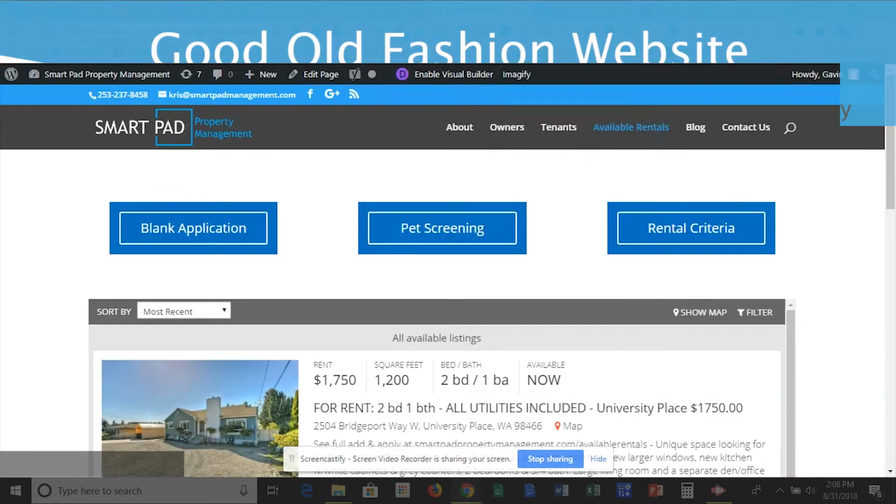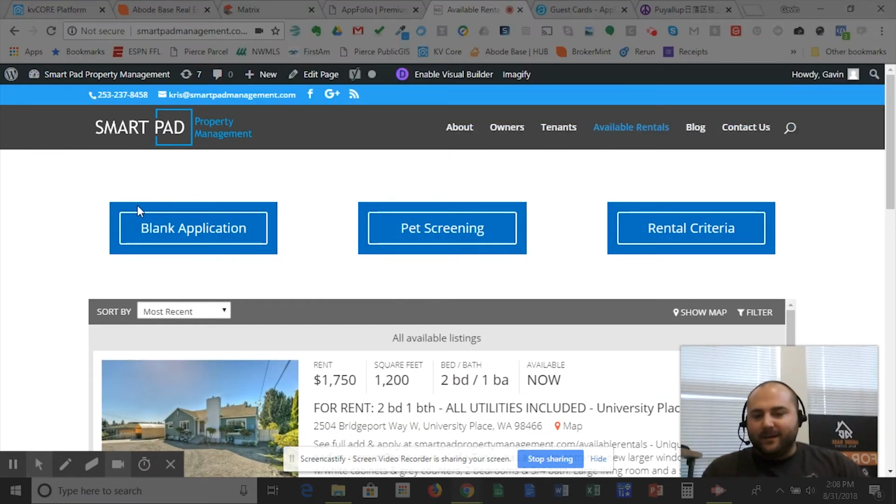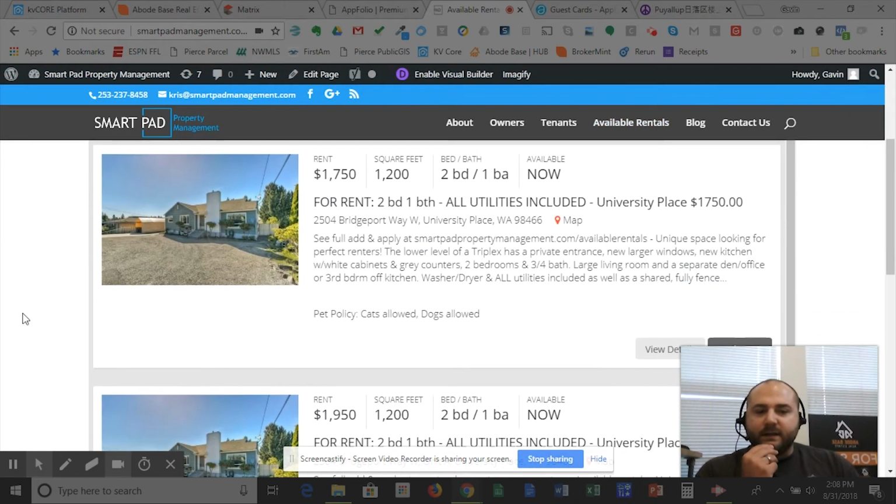Next up is our good old-fashioned website. Our website generates a ton of rental traffic every single month. A lot of our applications and guest cards or showing requests, if you want to call them that, are generated directly through the website. Tenants can come here and find all of the listings on the website.